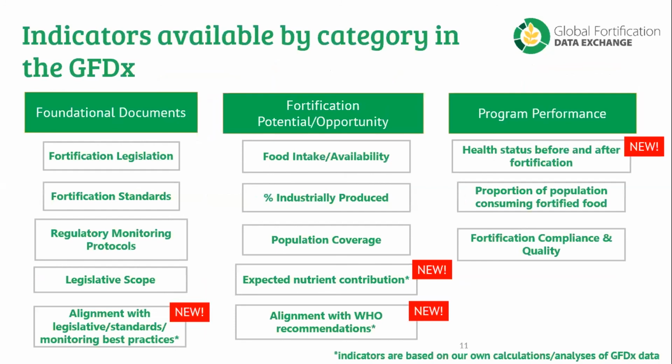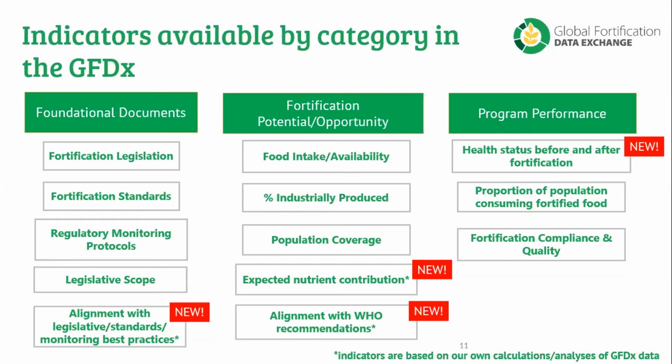So here are the indicators that are in the GFDx by category. In 2017, we released data globally on 3 indicators: legislation, standards, and food intake and availability. Last year, we added to the GFDx several indicators like the presence of regulatory monitoring protocols, actual data on fortification quality and compliance, population coverage of fortified foods, and legislative scope and percent of a food vehicle industrially processed in a country. And this month, we recently launched new visualizations.